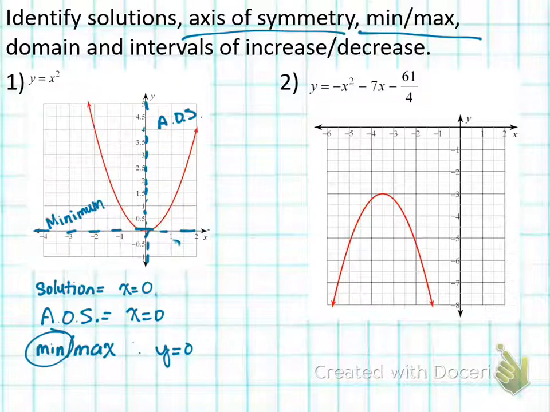Okay, the next thing it's asking for is domain. I'm going to write down domain, and we already know what domain is. We're asking ourselves, how far to the left does this graph start? Well, it keeps going up into the upper left direction, which means it always goes left, so it starts at negative infinity.